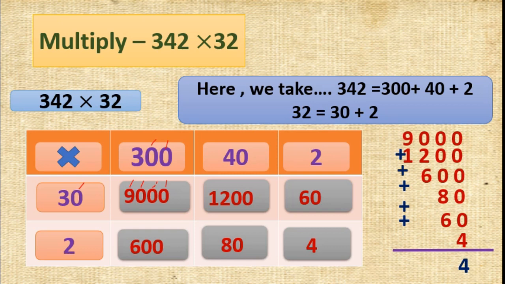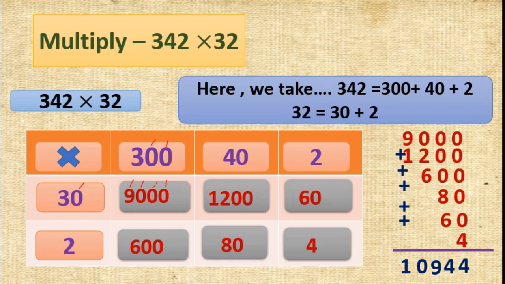Okay. Now in the unit place only 4 is there. So it is 4. In the tens place 8 plus 6, 40. So I will write 4 down and 1 carried over. That we have to remember. 1 plus 2 is 3, plus 6, that is 9. Here 9 plus 1 is 10. Correct? So our product is 10,944. Correct?